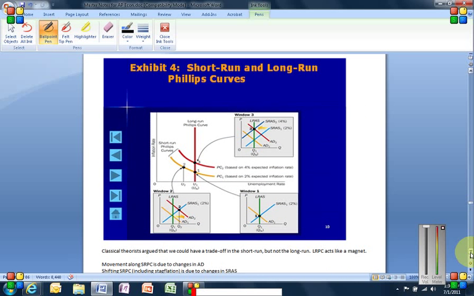Well, before we talk about that, here's a good summary graph that I think will help you keep in mind the different shifts in aggregate supply and demand, and how those connect to certain points that you would have on the short-run and long-run Phillips curve. But what happened was the classical theorists argued we could have a trade-off in the short run but not in the long run. That there is something called the long-run Phillips curve, pictured here, and that this acts like a magnet. That an economy over the long run is going to be drawn to the natural level of unemployment.